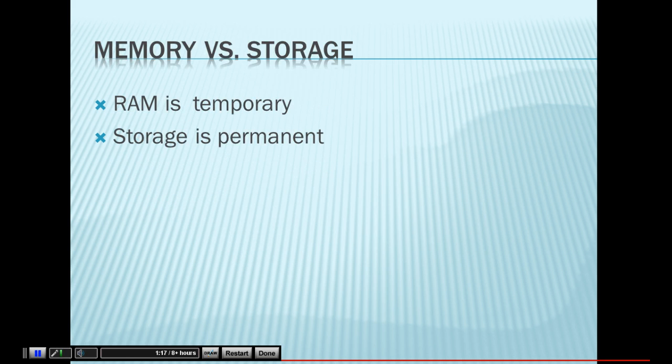What is memory versus storage? Well, RAM is memory, and it's temporary. When your computer gets turned off, you lose what is stored on the RAM. But storage is permanent. When you save something onto a storage device or storage media, it will be there the next time you come back.